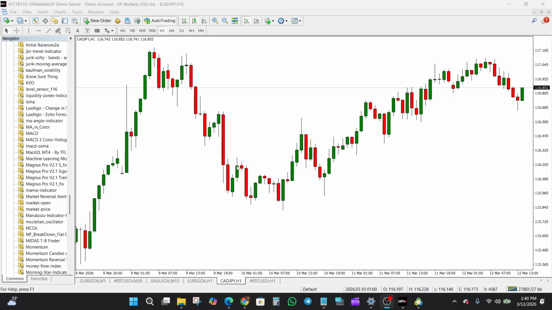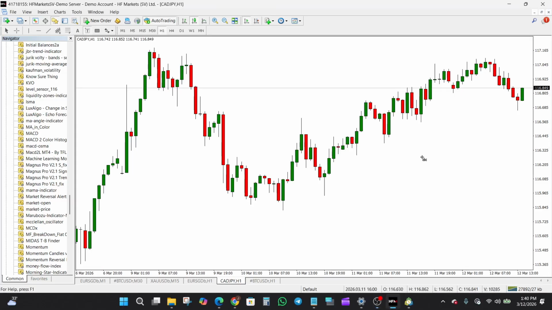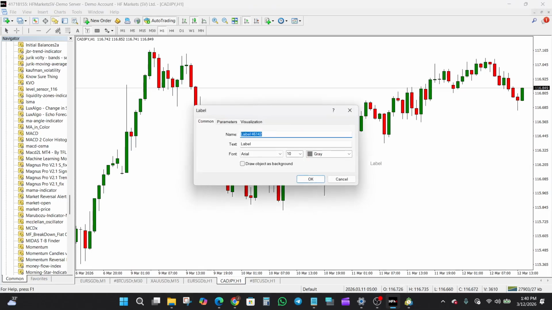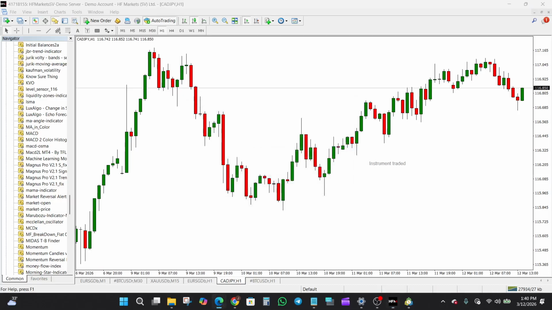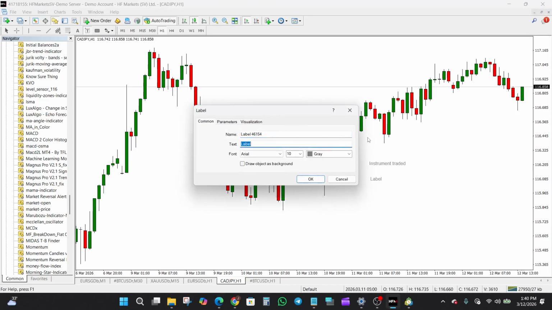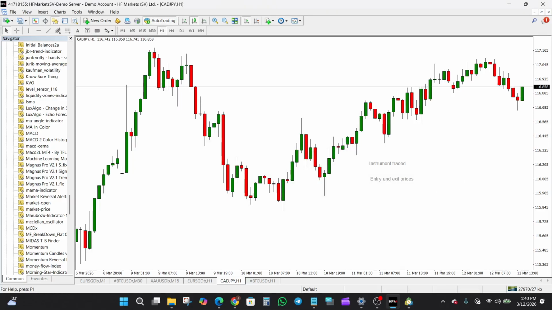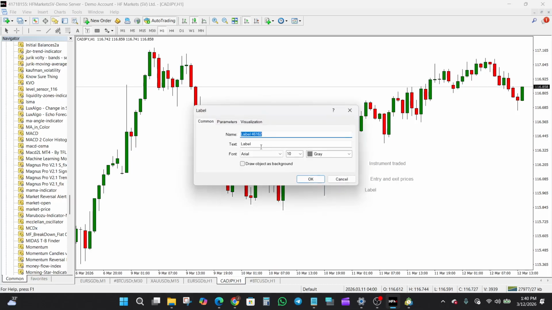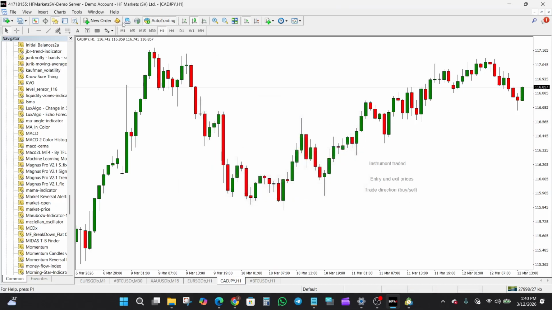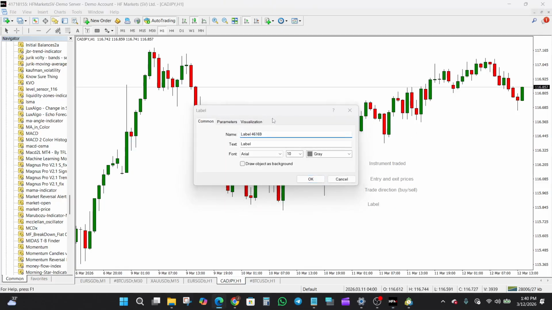The second step is to record important trade details. For each trade, you should record your instrument traded. Secondly, ensure you record the entry and exit prices. You should also record your trade direction, both the buy and sell trades. Also ensure that you record your trade size.